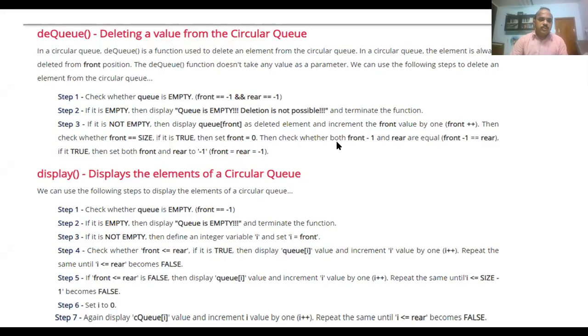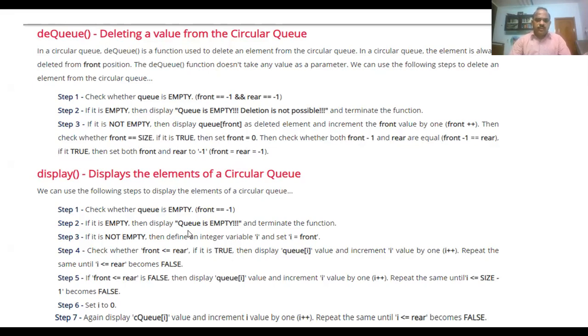Okay, all of you. Then DQ operation, inserting into Q. Here front equal to -1 and rear equal to -1, then Q is empty. Then insert an element is possible. If front equal to size is true, then set front equal to 0. Then check whether front -1 equals rear. If it is true, then set both front and rear equal to -1. Clear? This is DQ. Okay, delete Q.